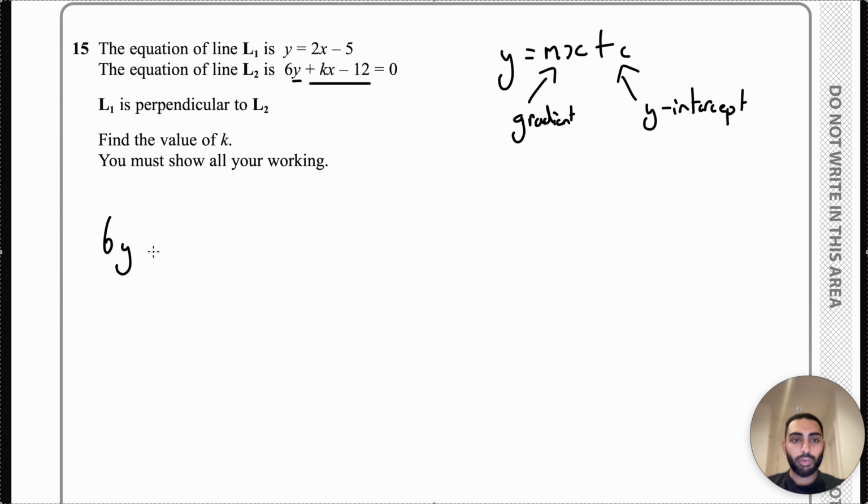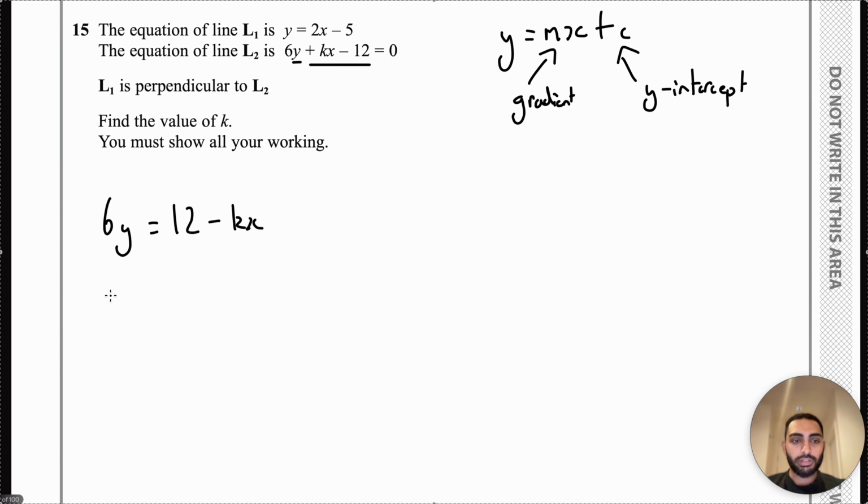So now I've got 6y is equal to 12 minus kx. To get y on its own, I just need to divide everything by 6. So dividing this by 6 would leave me with y. 12 divided by 6 is 2, and I'll write it as minus kx over 6. My gradient is negative k over 6 because that's what this x is being multiplied by.